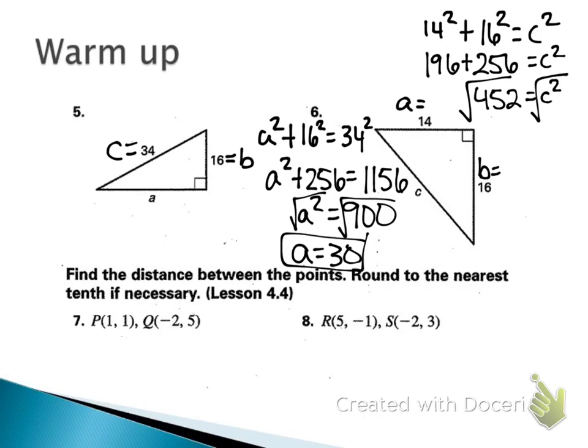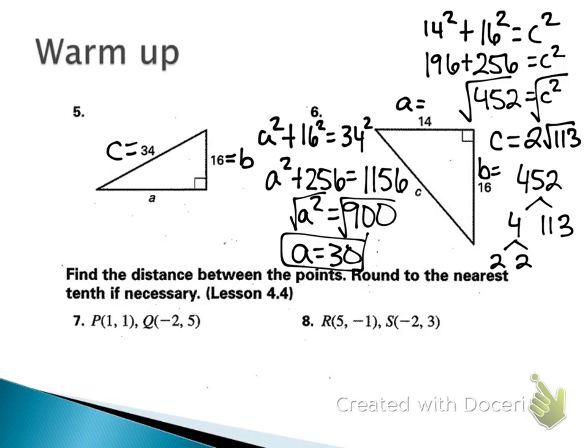We have to square root them. Is 452 a perfect square number? No, so we break it up. We can divide 452 by what? What do we get? 4 and 113. All right, I don't think 113 is going to break down. Can anybody get it to? But 4 is a perfect square number. 4 can break into 2 and 2. So this would mean that c is equal to 2 square roots of 113.